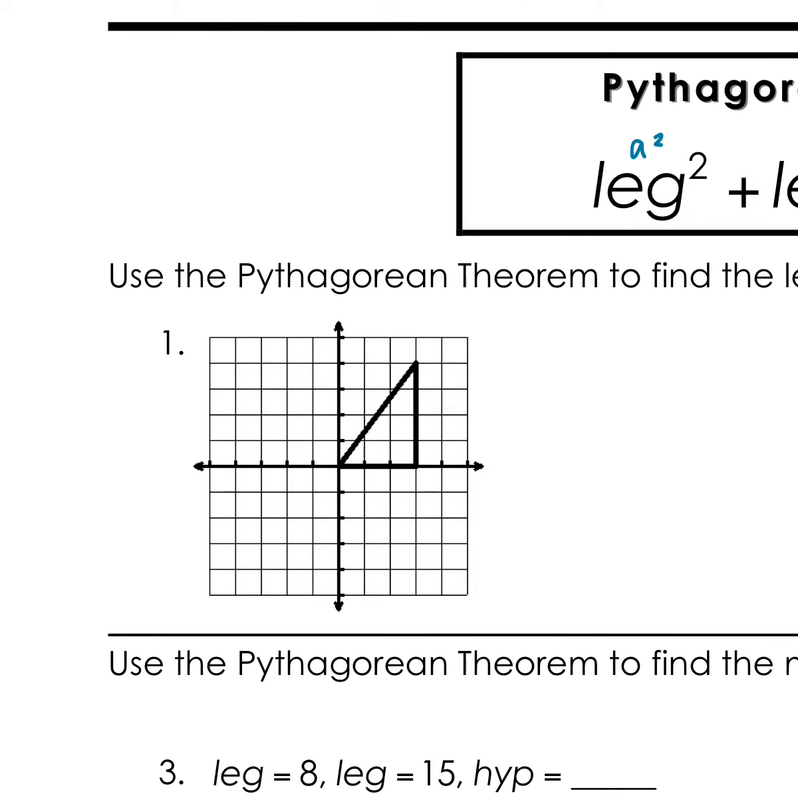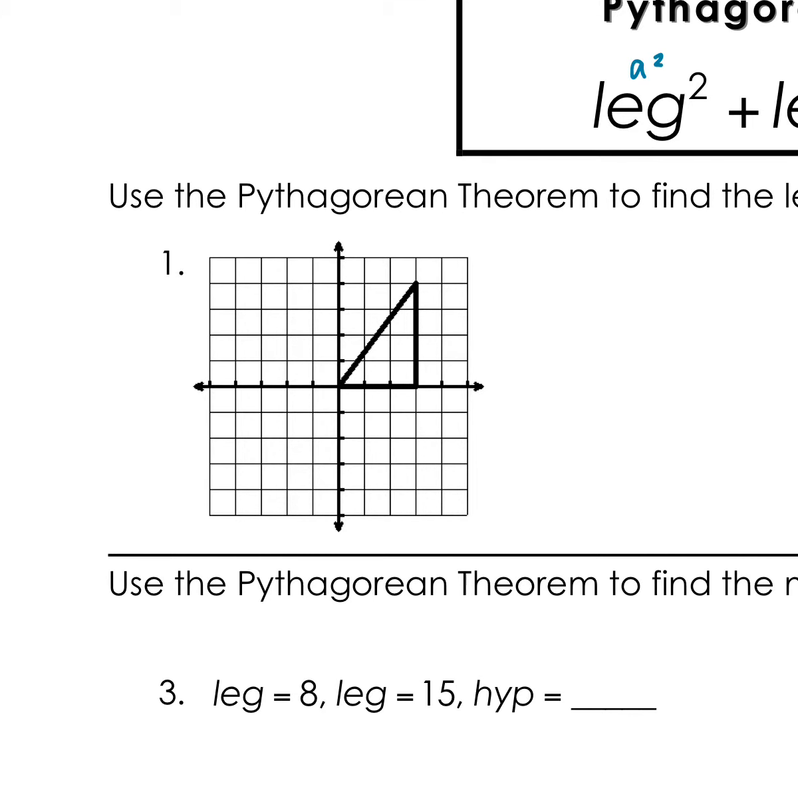Since we are on a coordinate plane, we can count the lengths of each side based on the number of boxes or coordinate points that it covers. Okay? So we've got our horizontal length here, and it's 1, 2, 3 boxes. So that side is 3. I've got our vertical leg here, and that covers 1, 2, 3, 4 boxes. So our length is going to be 4.